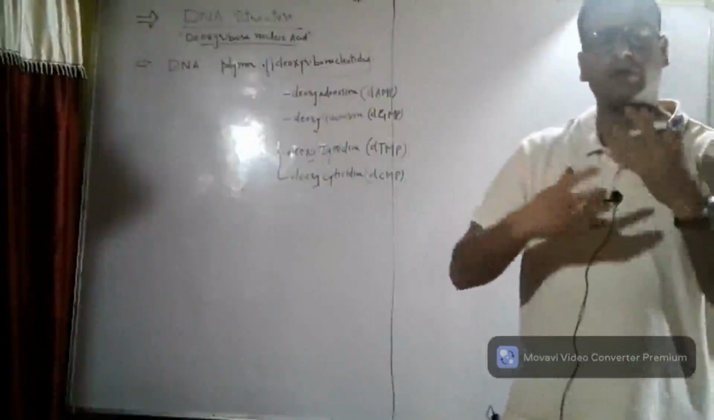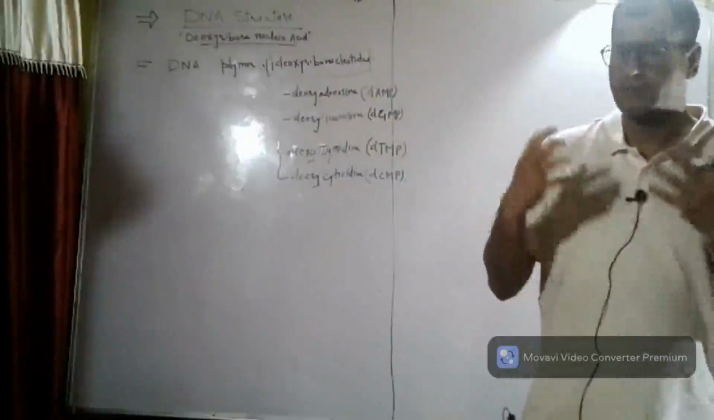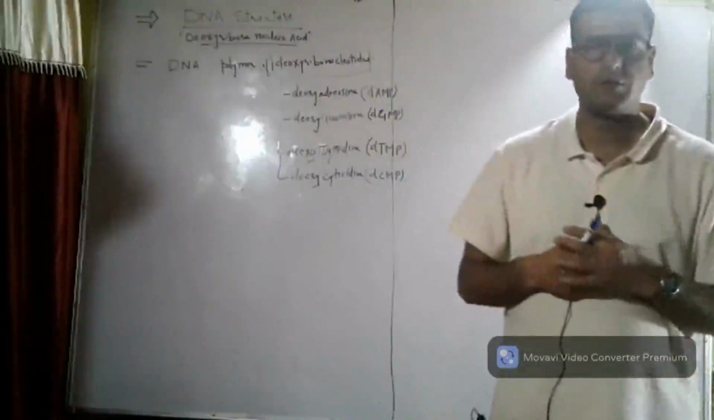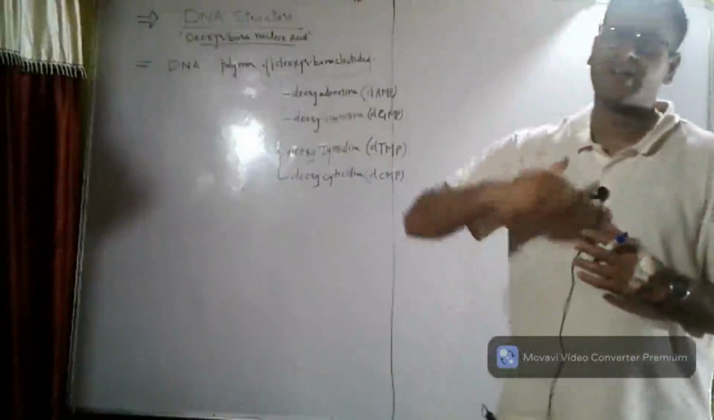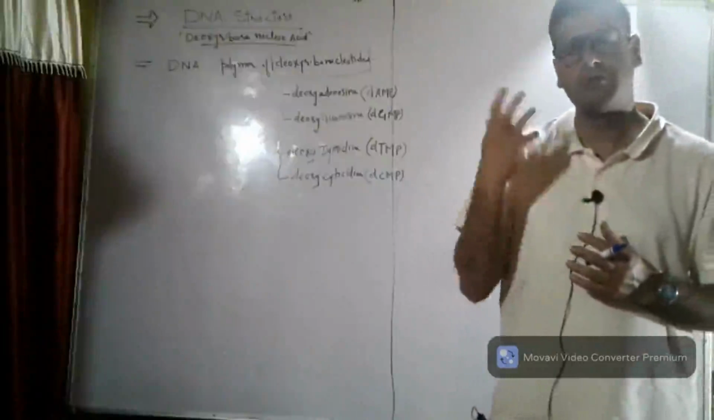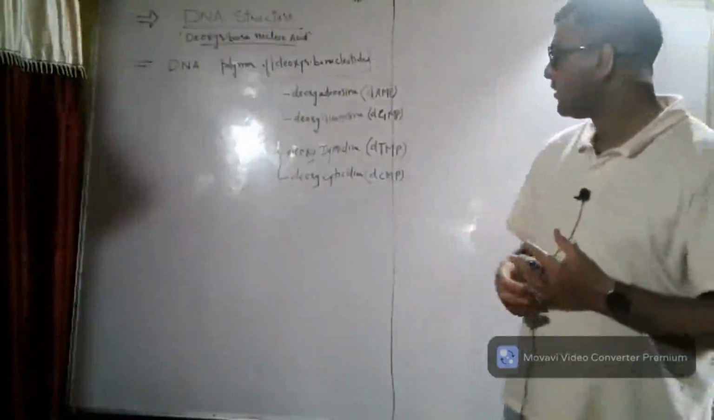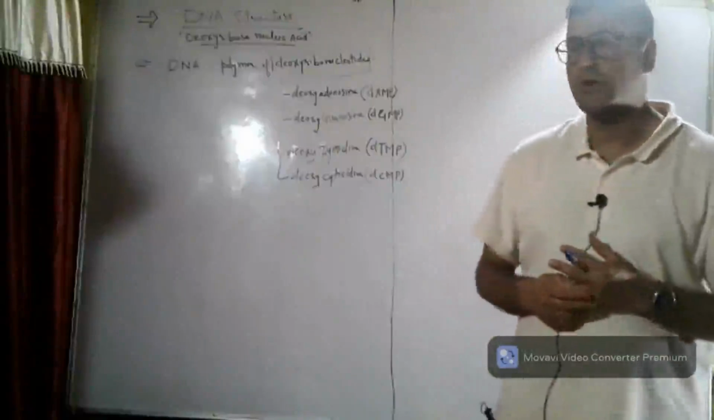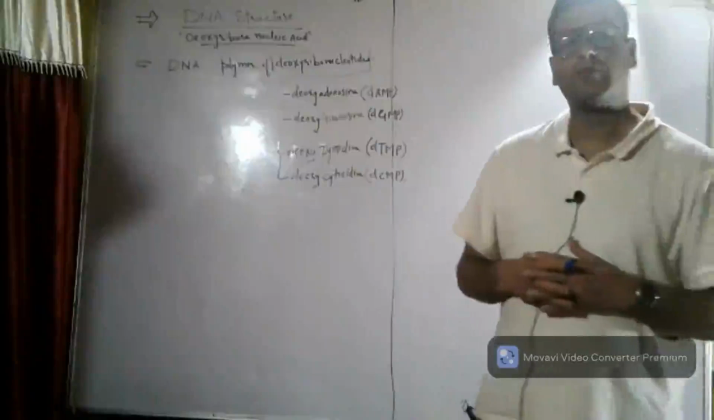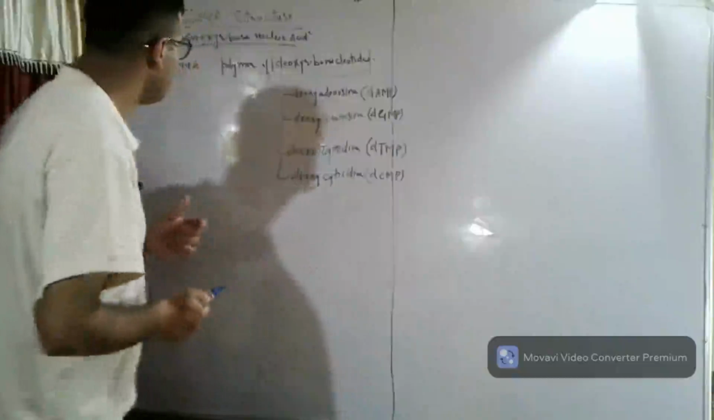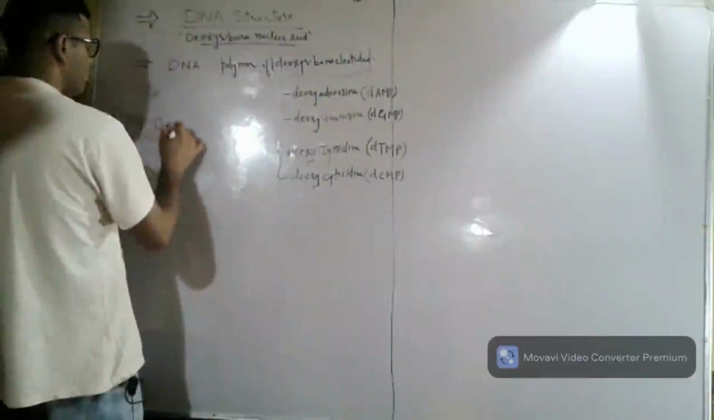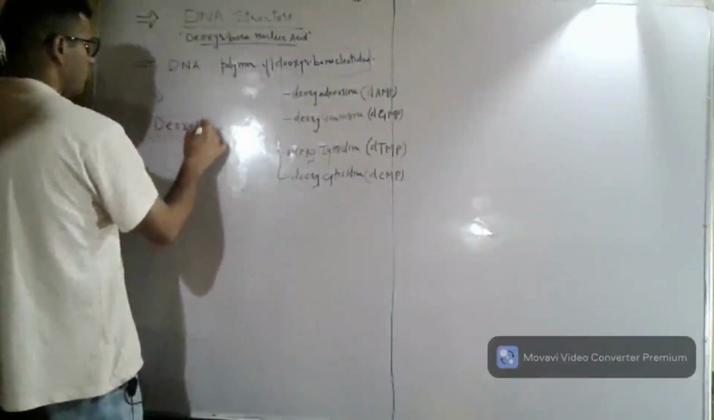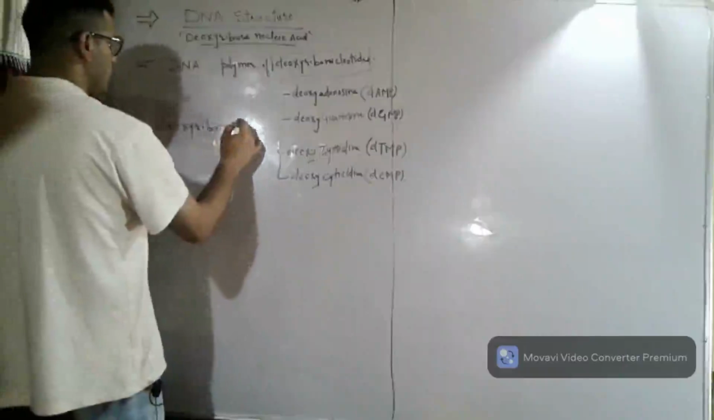DNA molecules are made up of these basic units. That is why it is called a polymer. In a cellular DNA or RNA, we find hundreds, thousands, and millions of these deoxyribonucleotides in the case of DNA, and ribonucleotides in the case of RNA. So here we are discussing this deoxyribonucleotide.